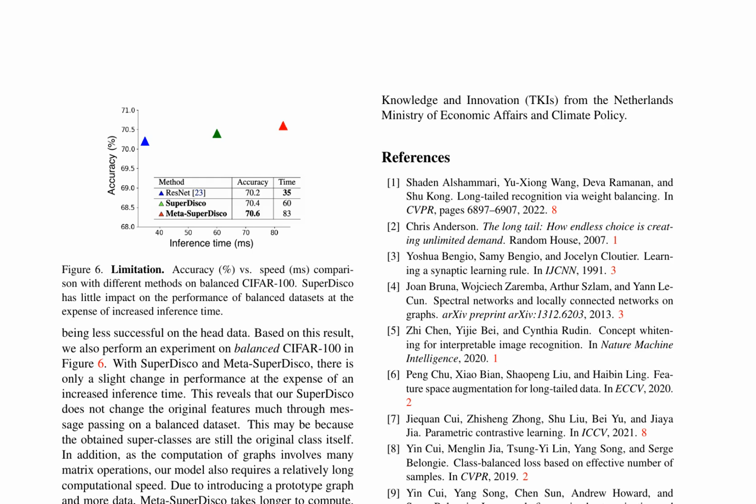The proposed SuperDisco and Meta SuperDisco algorithms demonstrate state-of-the-art performance on 4 datasets, showcasing their effectiveness in enhancing the accuracy of predictions by attending to relevant entities based on semantic similarity. The paper begins by discussing the concept of the long tail in data distribution, where a small number of classes dominate the dataset. It highlights the challenges posed by such imbalanced datasets, including the inability of traditional machine learning models to accurately classify minority classes.